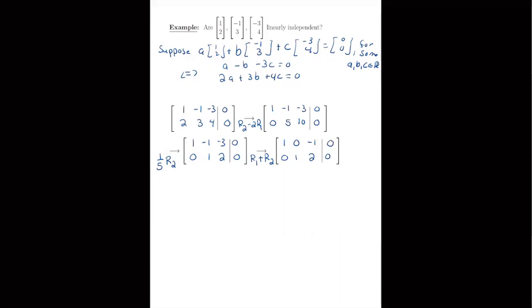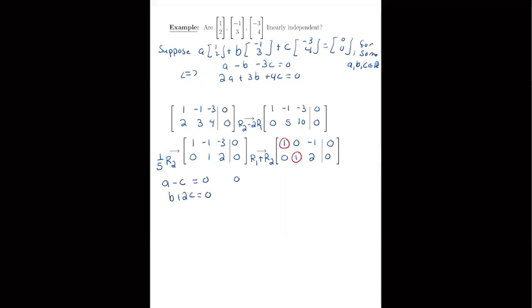So now we have a different situation than what we had before. We have a leading entry here and a leading entry here, but here we have a free variable. If we want to solve this system, we can recopy the equations. This becomes A minus C is equal to 0. That's the first equation. This is the column for A, B, and C. So A minus C is 0. And then this one says B plus 2C is equal to 0.